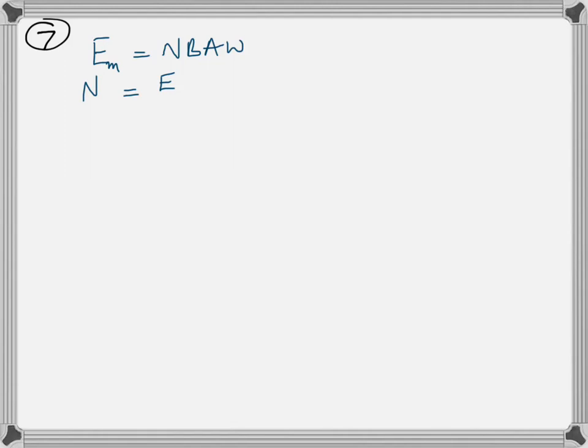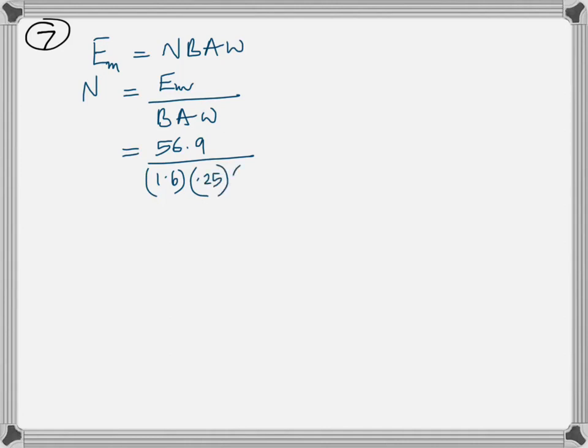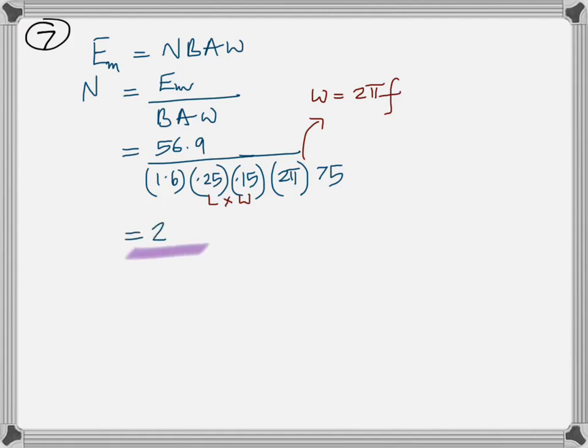And you have to make the number of turns the subject. Everything else is given there. Well, of course, you have to find the area by length times width, isn't it? After changing them into meter. And remember that omega is 2 pi times f. That's why you have that 2 pi times linear frequency.